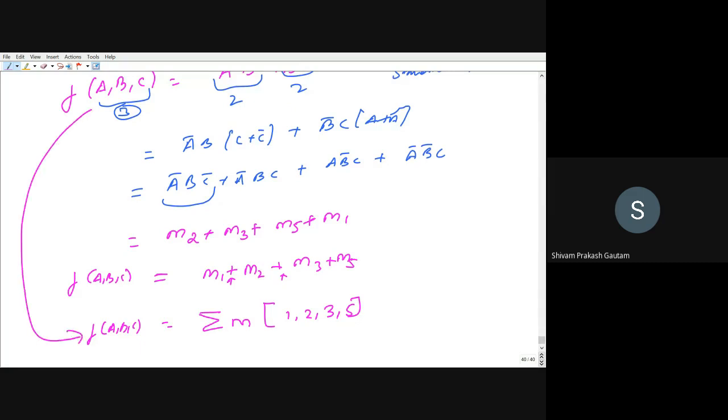So you can see this summation represents the sum of product form. This small m represents a minterm, and these are all the minterms of the function, that is 1, 2, 3, 5. Is it okay? Yes, sir. Okay.